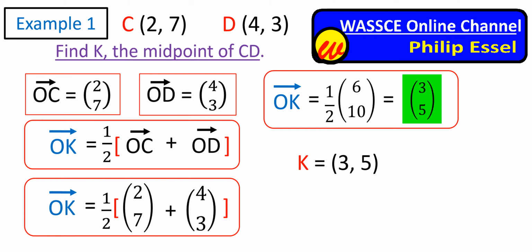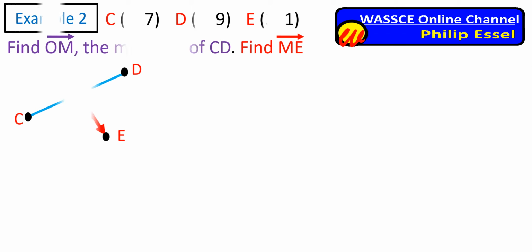Let's look at example 2. Example 2. For this example, you've been given the point C to be (2, 7), the point D to be (4, 9), and the point E to be (3, 1).